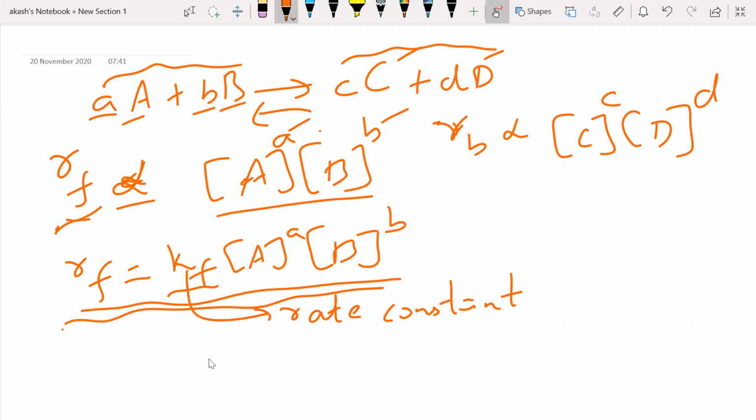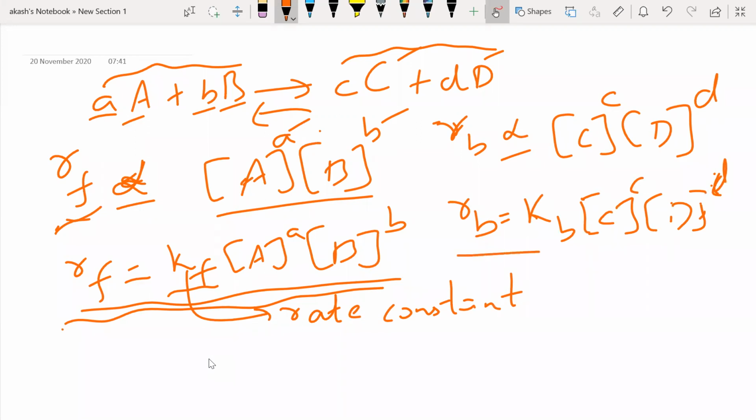Again, to remove the proportionality sign, I'll put a constant. Now the constant will be different. It's not like the previous time, KF. Now it's going to be some other constant. Let me call it KB. KB into C power C into D power D. This place alone, there's a problem. It's not writing properly. Okay, anyways, so RB will be equal to KB into C power C into D power D.